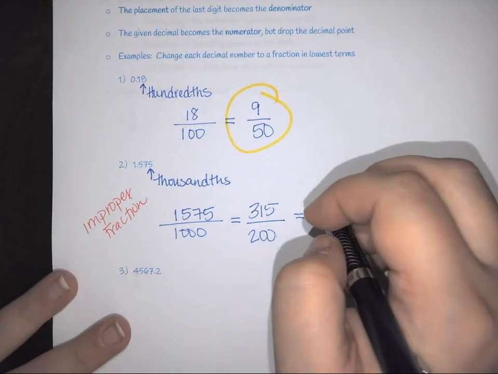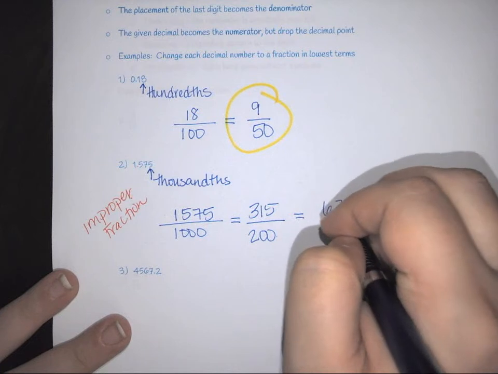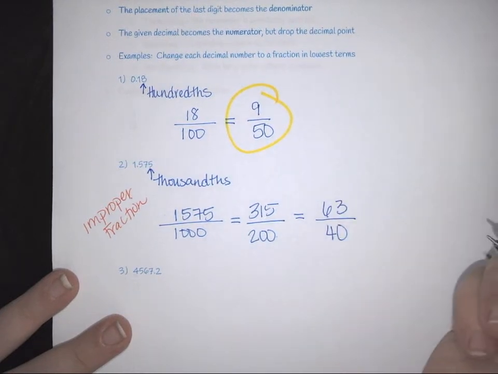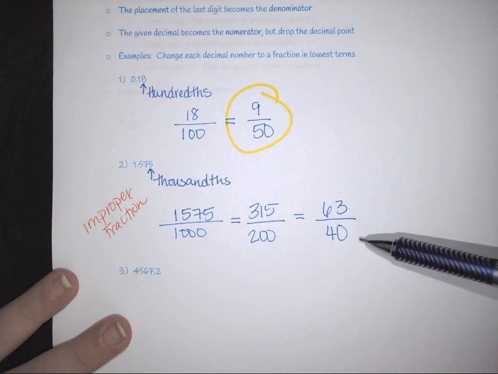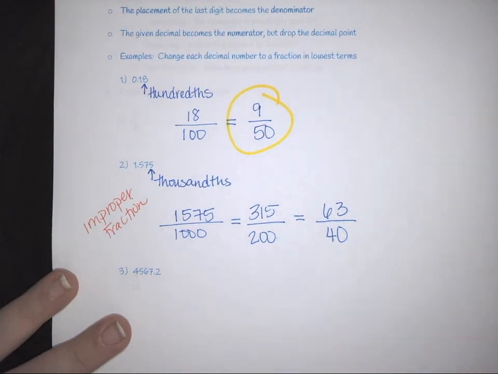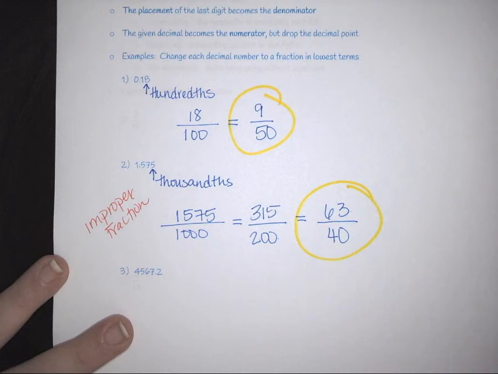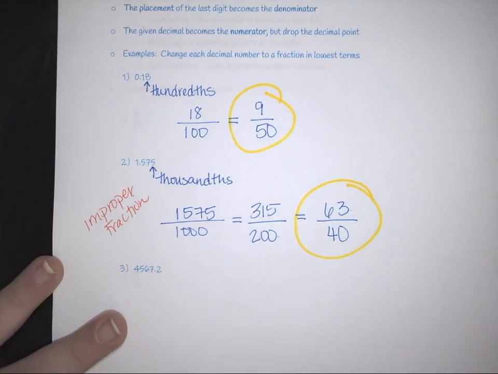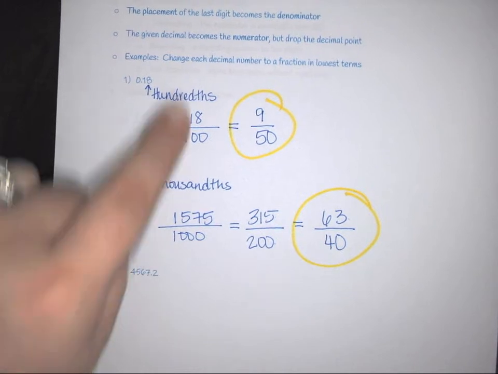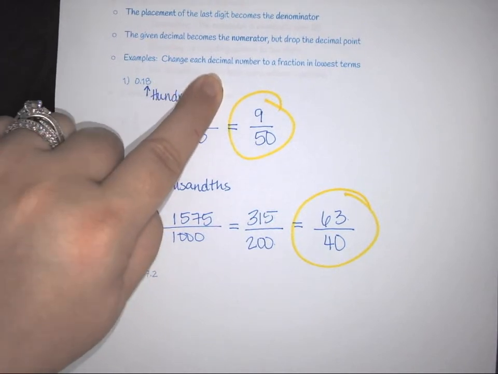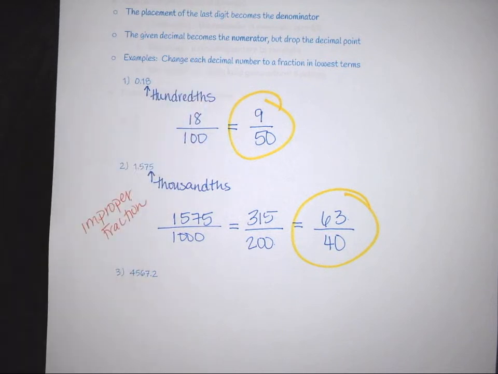When I do that, 315 is going to become a 63. 200 is going to become 40. When you look at these two numbers, there is nothing else that's in common with them. Therefore, this is your result. Okay. Now notice it is an improper fraction because nowhere in my directions does it say convert to a mixed number. It just says change to a fraction in lowest terms.